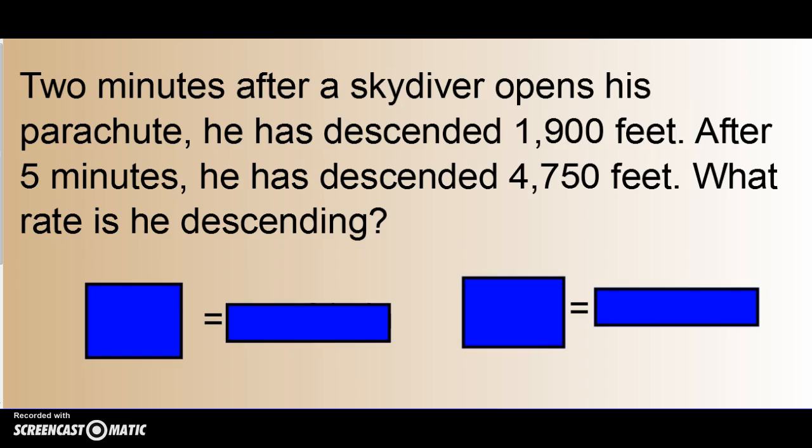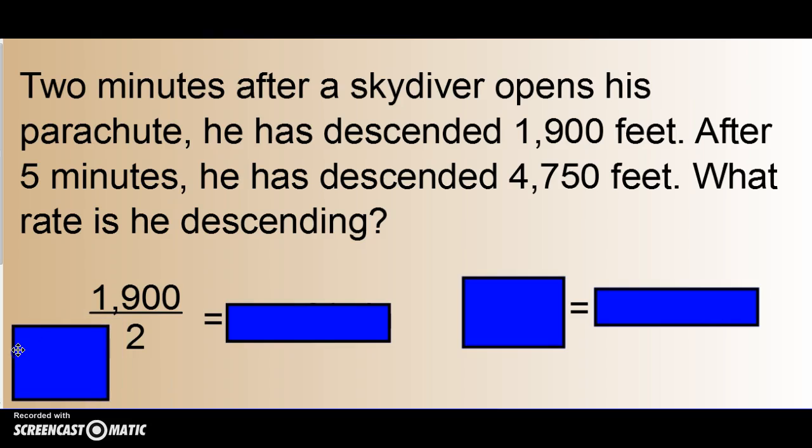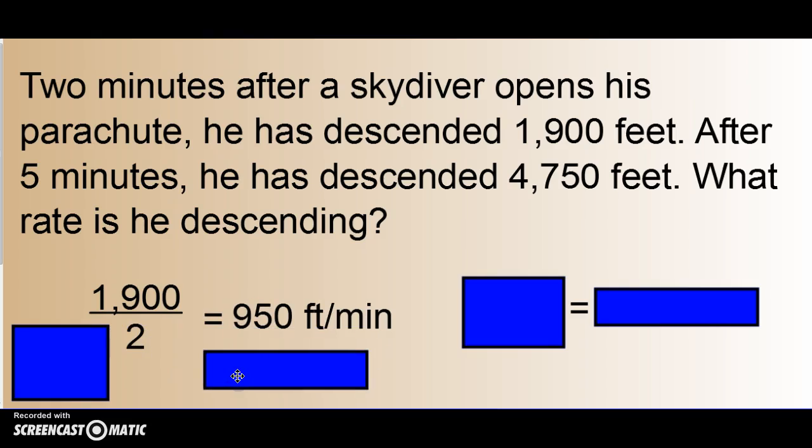I'm going to skip that one. Okay, 2 minutes after a skydiver opens his parachute, he has descended 1,900 feet. So if we wanted to make that be a ratio, right away you see the two values there. So you would say, if he descends 1,900 feet in 2 minutes, that's 950 feet per minute. After 5 minutes, he's descended 4,750 feet. What rate is he descending?